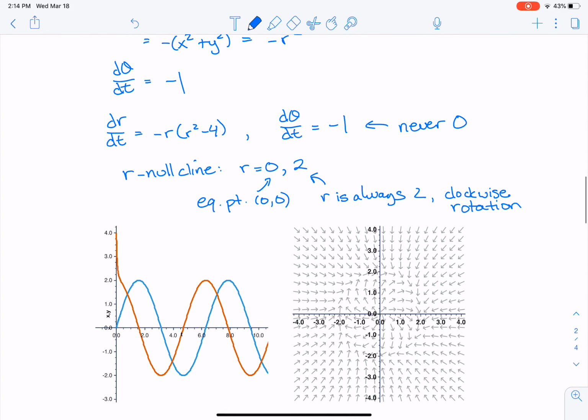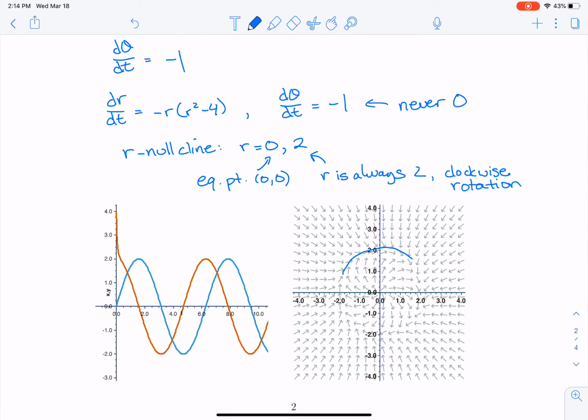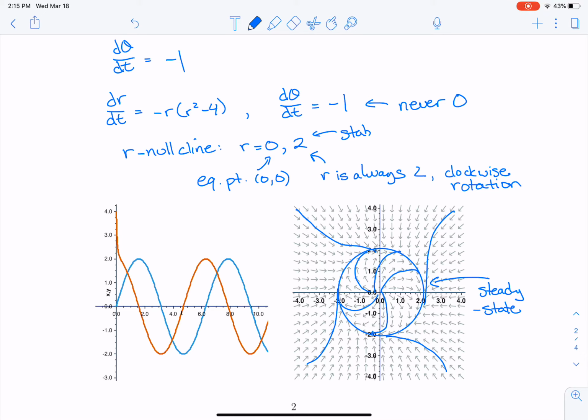So let's look at the phase plane. And you can see we had this circle. And that was kind of like a steady state. I wouldn't call it an equilibrium. That is a steady state. And then solutions seem to be approaching that circular orbit or periodic orbit. But they also are approaching from the inside. And so it seems that r equals 2 is a stable, I won't call it an equilibrium, I'll call it periodic orbit.